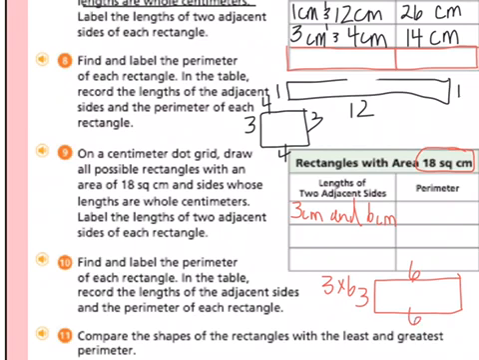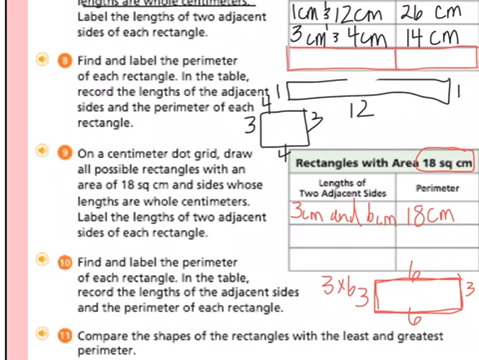So this side is also 6 because these sides are equal to each other. If this side is 3, then this side is 3. 6 plus 6 is 12. 3 plus 3 is 6. 12 plus 6 is 18 centimeters.